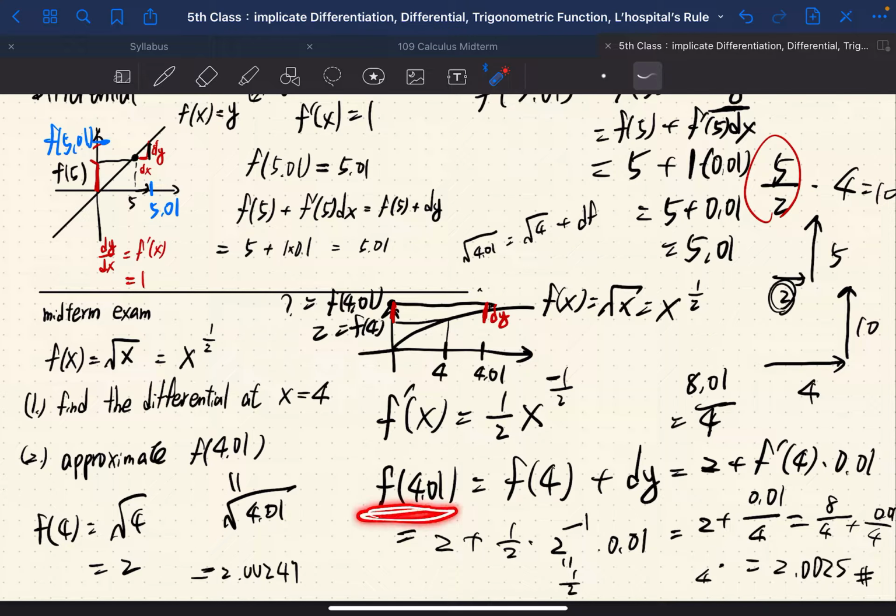So for a hard question, you use the easy one plus the dy. f of 4 is this height and dy is this height. Then you get an answer. And then what is dy? dy is the derivative of this point, which is f'(4), multiplied by the distance 0.01. Then you get the answer.